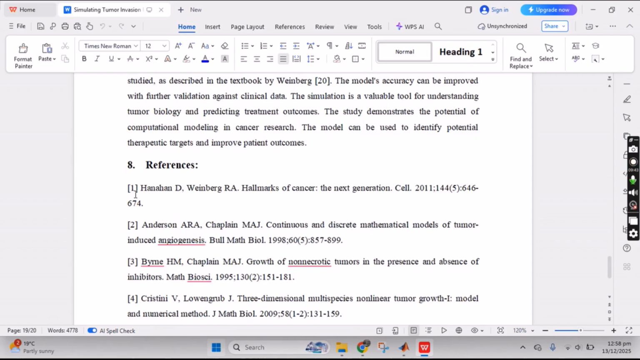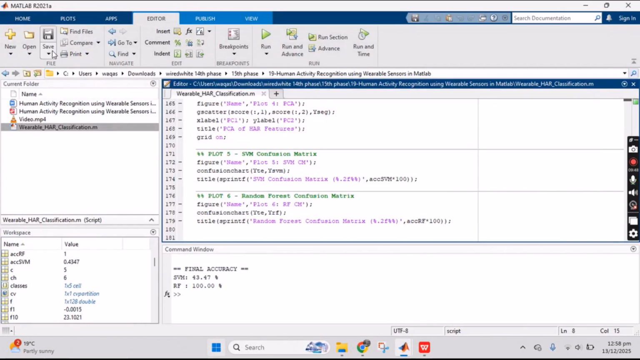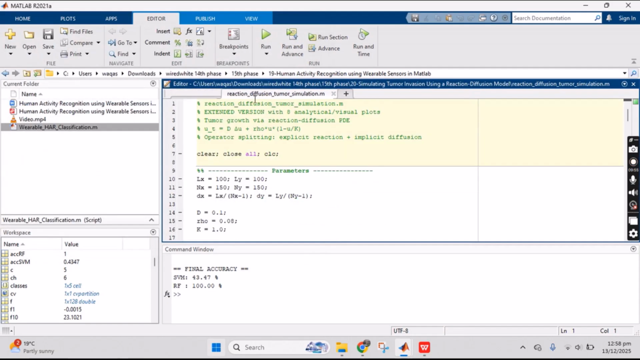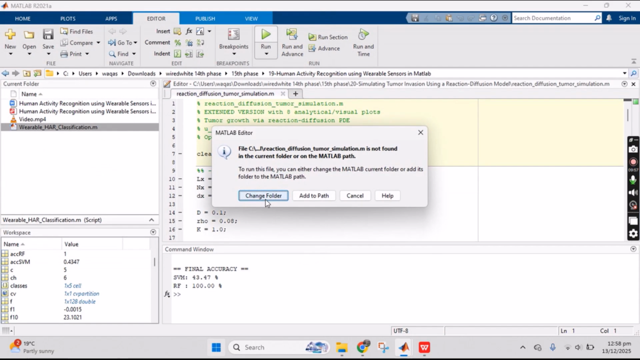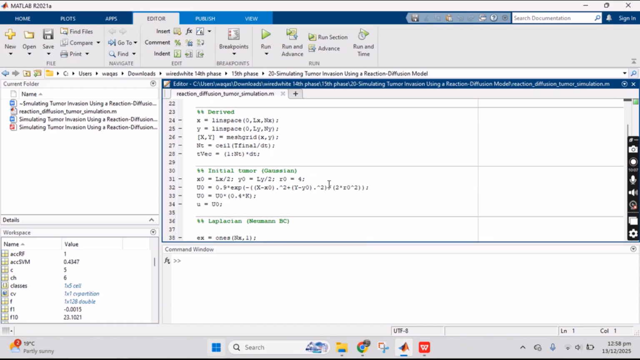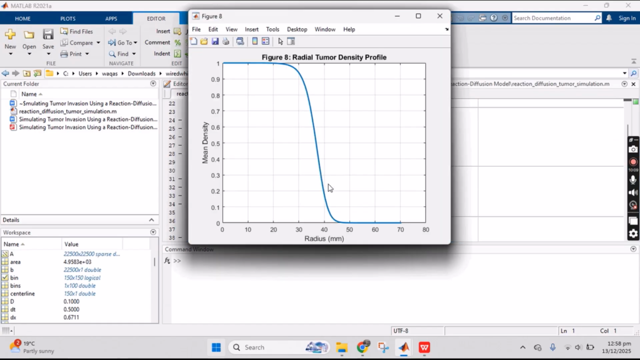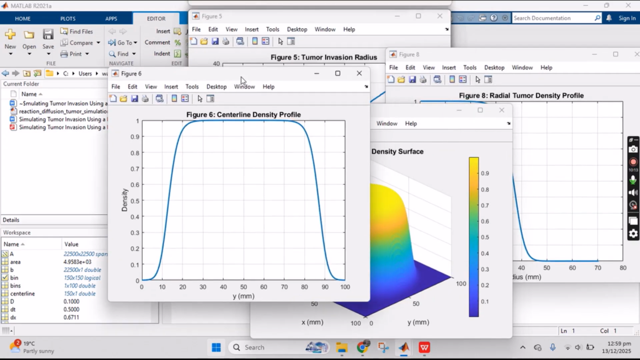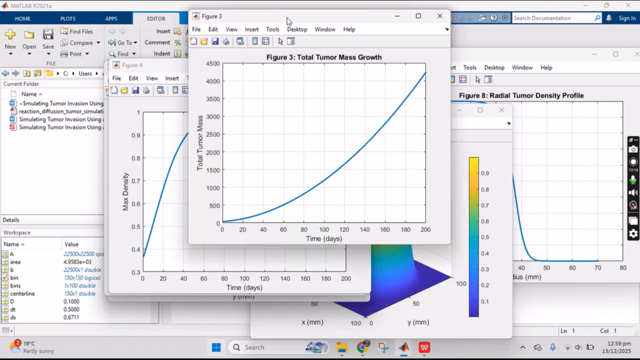Then the conclusion and the references are added in it. Let me show you the output results accordingly in terms of the MATLAB simulation. So let me run this. It provides us eight results. Let me show you one by one.